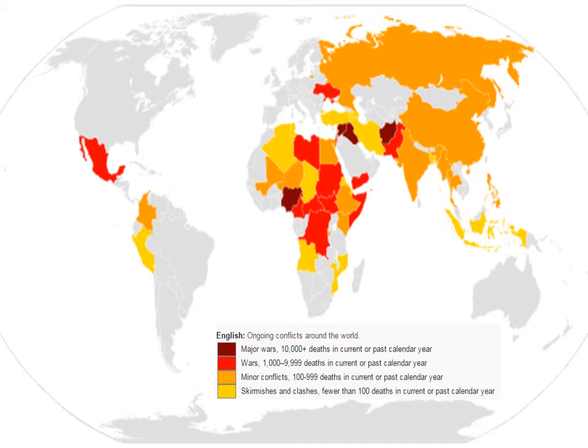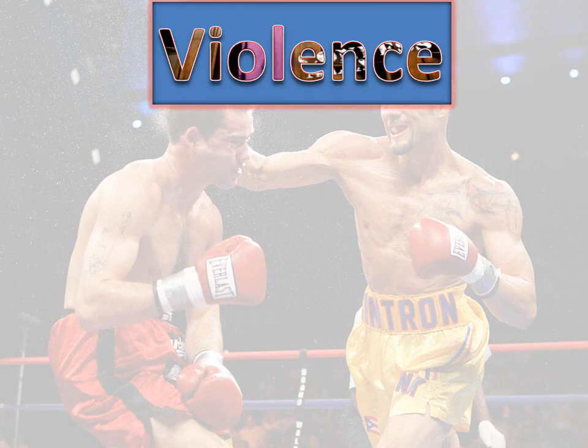Tens of millions, hundreds of millions of people have been killed or maimed or injured as a result of wars and violence in the past. So humans and violence seems to have been around forever, really. The question is, when we talk about violence, what are we talking about?